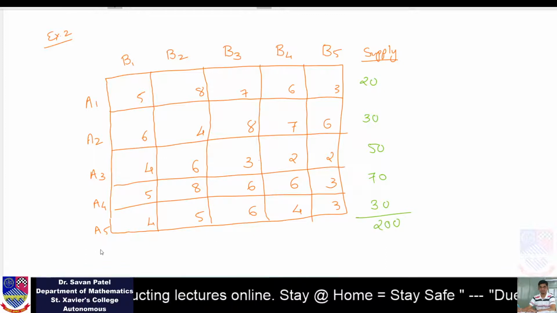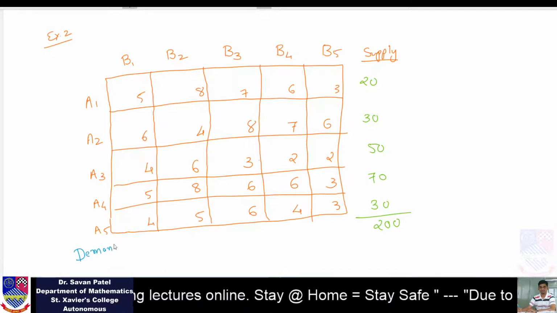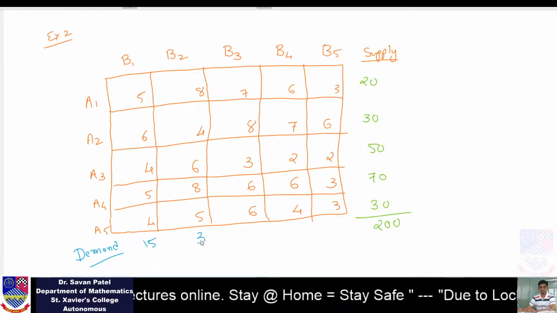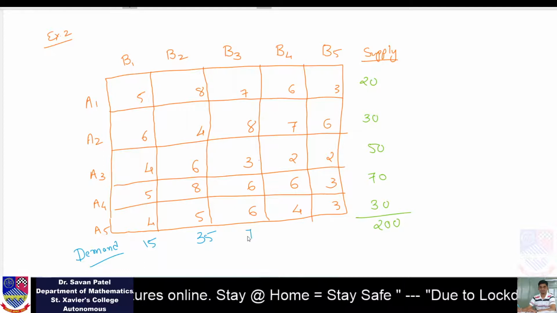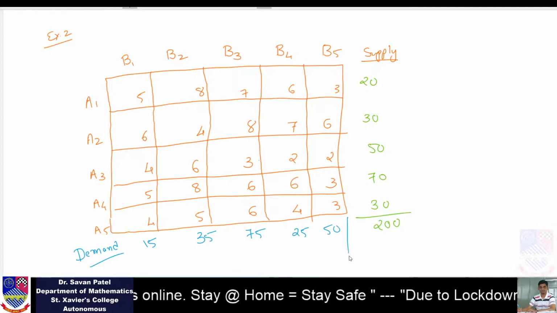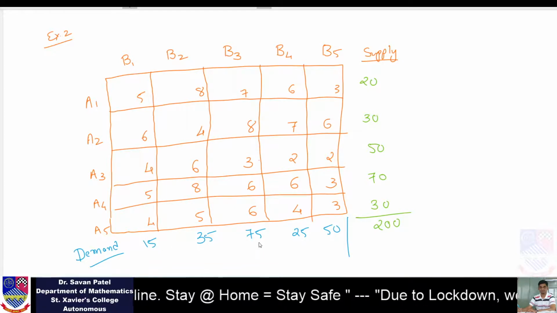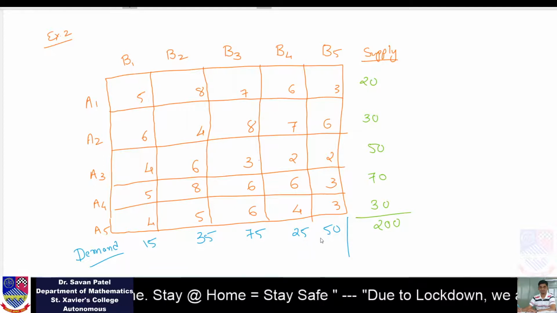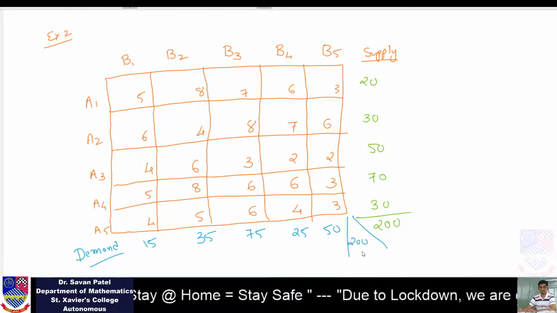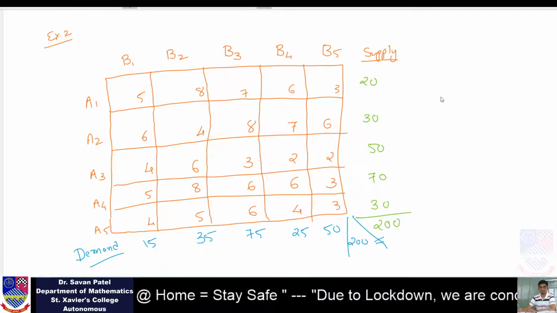And here, say the total demand is 15, 35, 75, 25, and 50. See here the sum is 30, 50 plus 100. So 50 plus 100 is 150, plus 50, so it is 200. So both are the same, so we can have a solution via the northwest corner method.